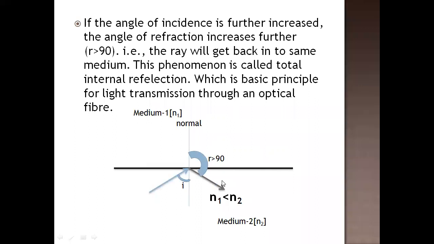But for this to happen, there should be two conditions. One, the ray should travel from a denser to a rarer medium. Another, the angle of incidence should be greater than the critical angle. If these two conditions are satisfied, the ray will get back into the same medium. So this is the basic principle that an optical fiber utilizes for carrying a signal from one point to another point.